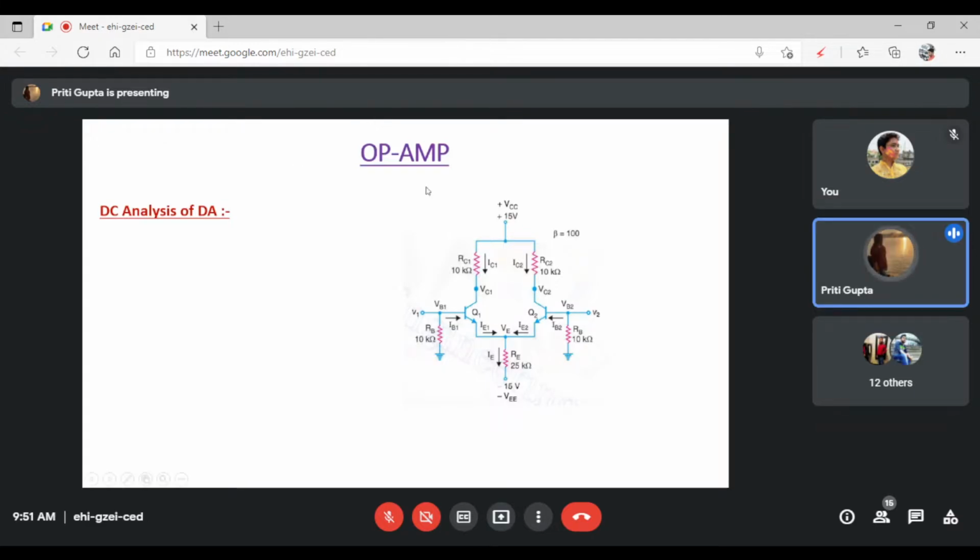Done. So here just write down VCC in this point. Don't write 15 volt. Just VCC, RC1, RC2. Give an arrow the way it is given. IC1, IC2, the collector currents. This one is the second collector current. This is VC1, this is VC2, the voltage of collector 1 and voltage of collector 2.